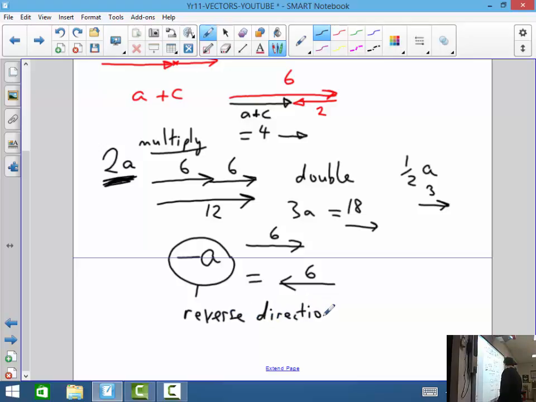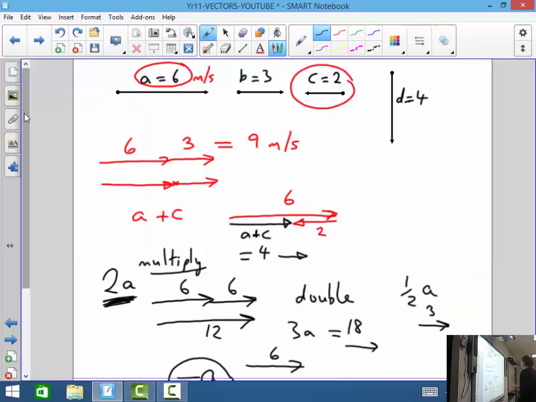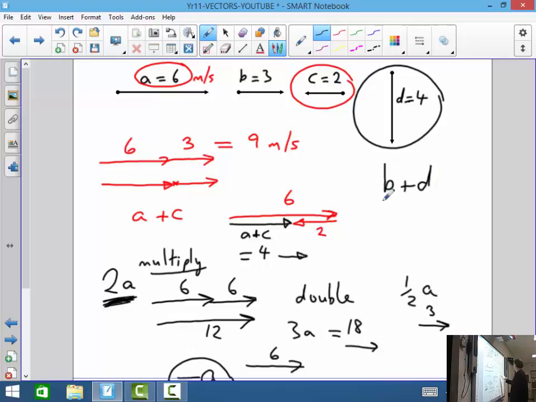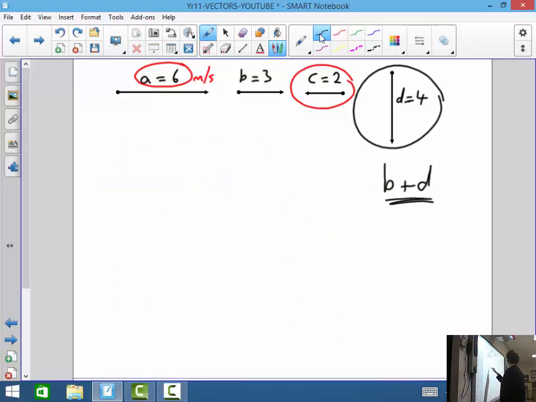So they're the basics. If you are given questions here where the direction clearly is starting to be taken into account, what would you get if you were to do something like B plus D? If you're actually given B plus D, let's have a look at that. B is 3 off to the right here. At the tip of that vector, we're going to add the D, which is 4 going down there.